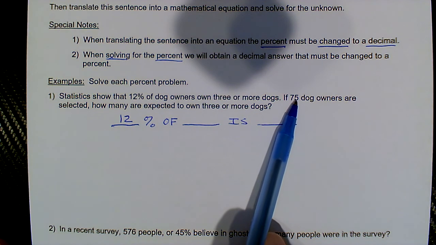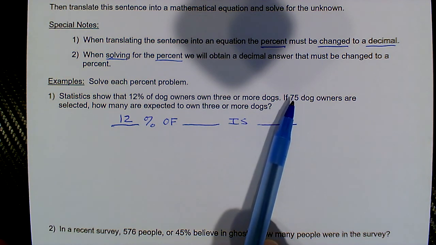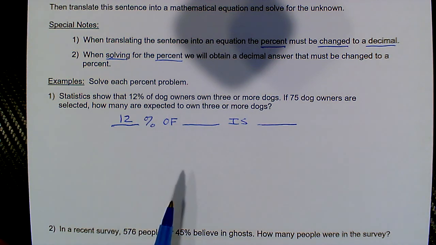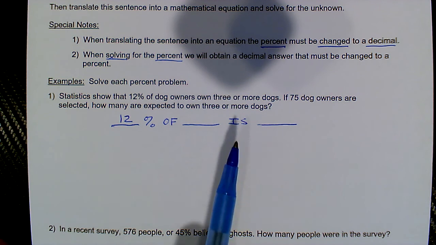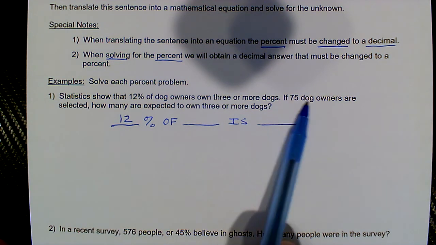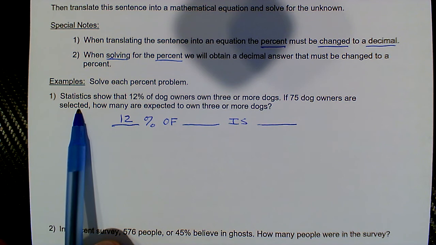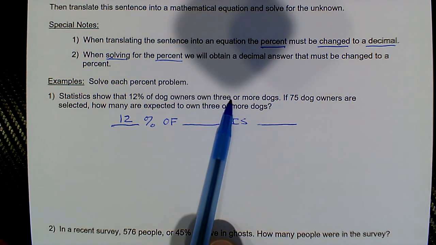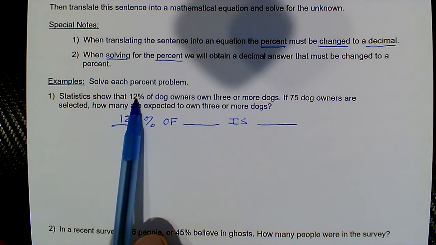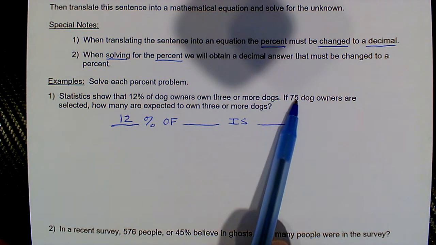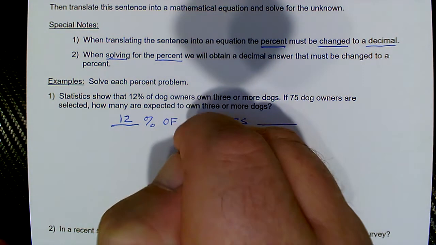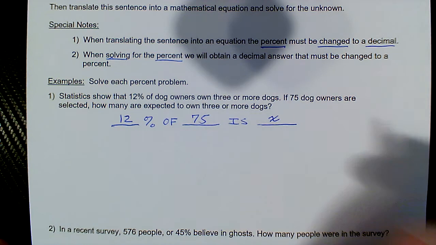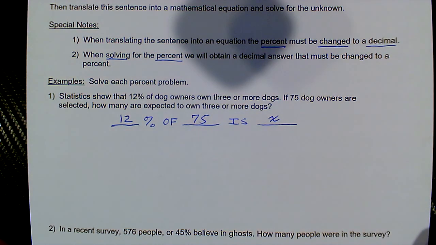And we have to think once again that the base is the whole or the quantity under consideration, and the part is the portion or the percentage of that. And so it says that 75 dog owners are selected, and how many would own 3 or more dogs? Well, the how many that own 3 or more dogs relates to the percentage of the total, which is the 75. So the 75 would be our base, and the part is the unknown. I will call it X.